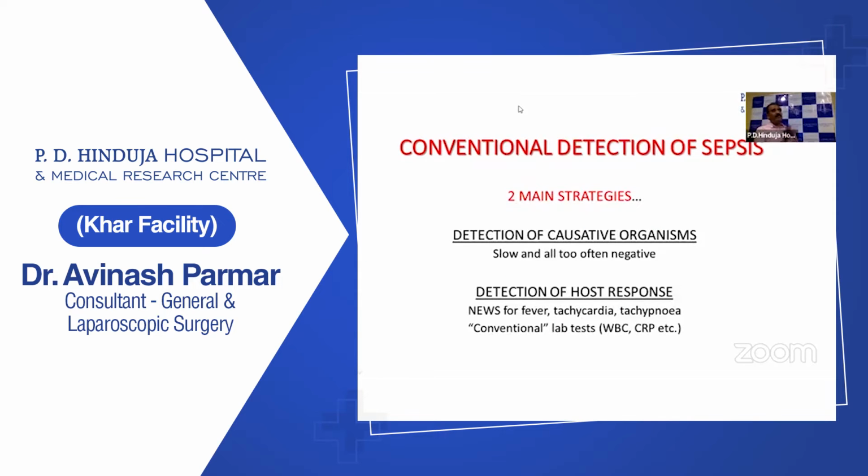Again, we have two main strategies going for sepsis. First, detection of the positive organism, which is often slow, usually takes time, and sometimes becomes negative. Second, detection of the host response. The NEWS score for this patient, giving history of fever, tachycardia, tachypnea. Then, to add to this, we get conventional lab tests like WBC, CRP, etc.